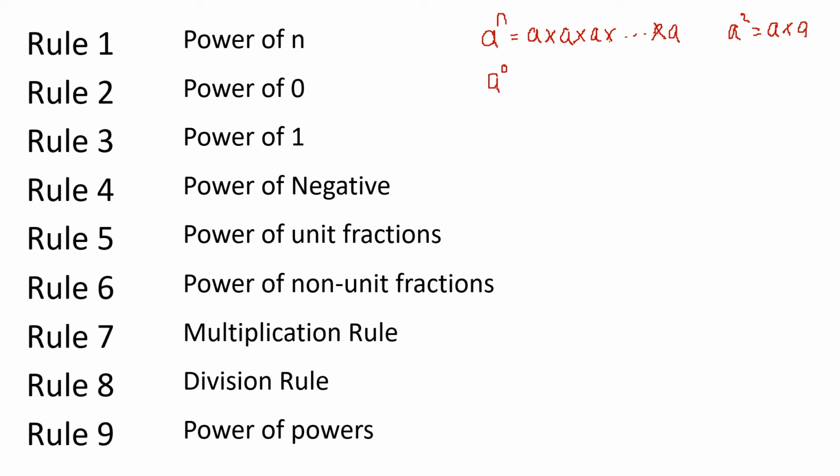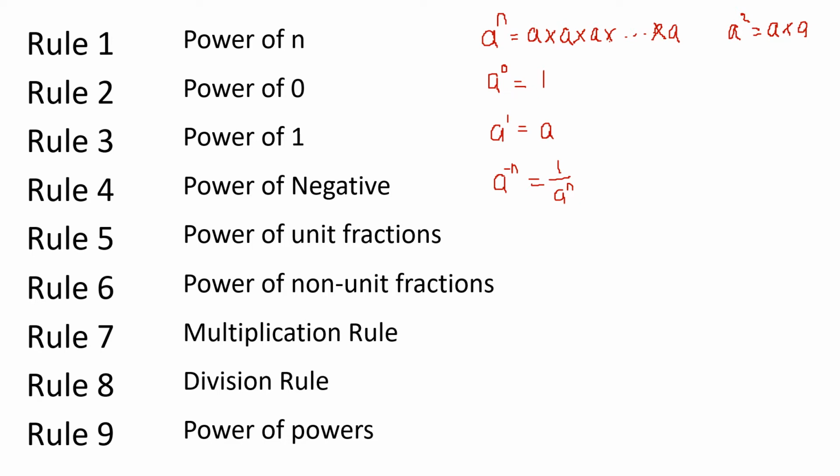Rule 2, the power of 0, so we've got a to the 0. So any number where the indices is 0 will be equal to 1. We have rule 3, the power of 1, so a to the power of 1 will always equal a. So if you have 2 to the power of 1, your answer would be 2. It's just another way of writing it. Rule 4, the power of a negative, so you've got a to the minus n. This means we can write it as a fraction. So we would write it as 1 over a to the n.